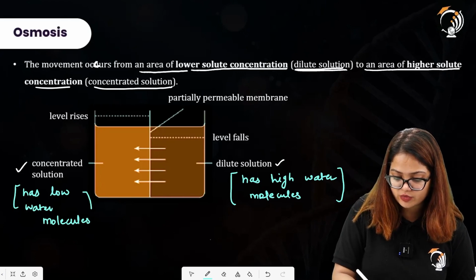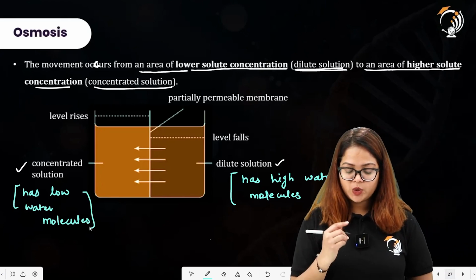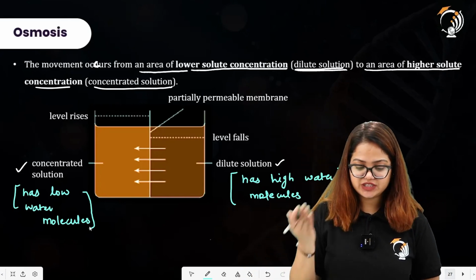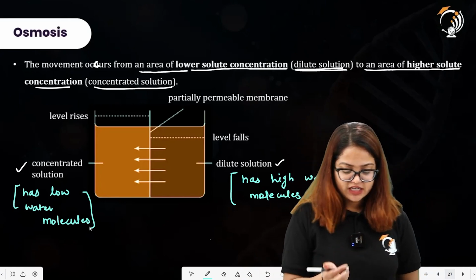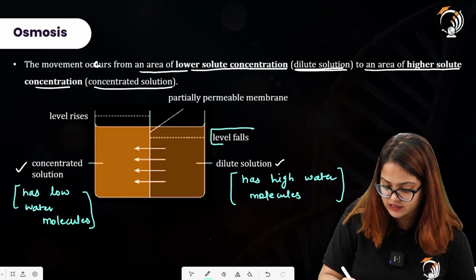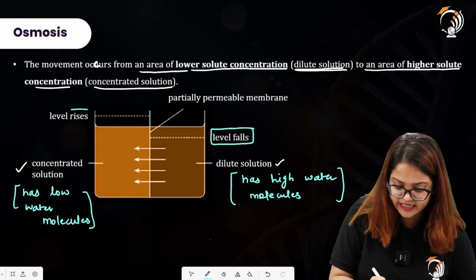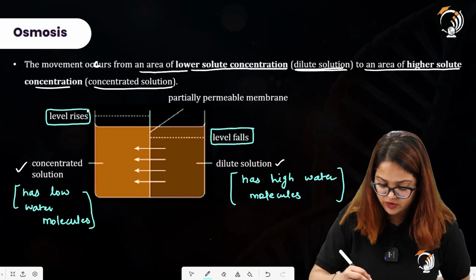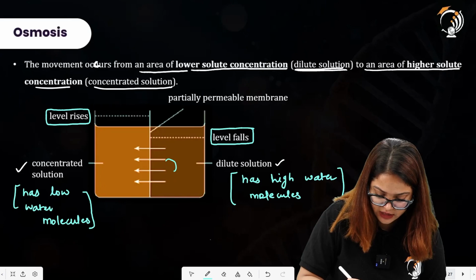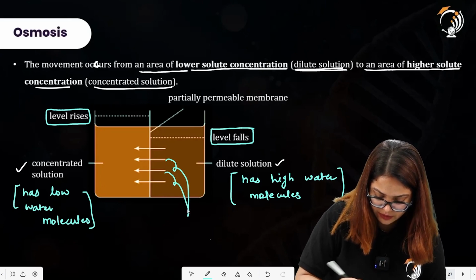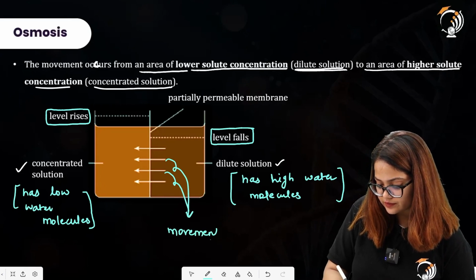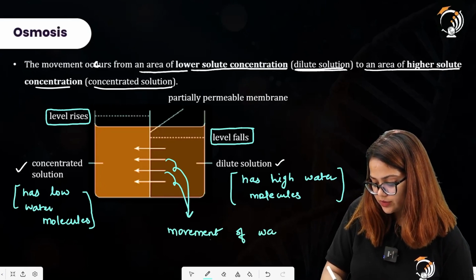So there is a net movement of water molecules from a region of high concentration to a region of low concentration, that is from the right hand side to the left hand side of this apparatus. So the level here falls and on the left hand side the level rises, due to the movement of water molecules. These arrows here represent movement of water molecules.